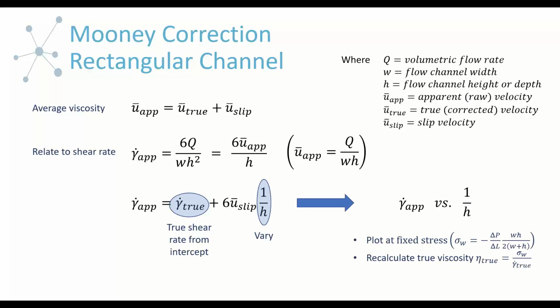And this is pretty straightforward, I think. So if we look at the average viscosity that we have in our flow channel, we have some apparent value that we're getting, and we know that this is related to the true value plus some sort of slip that's occurring near the wall. But average velocity is an inconvenient property to try to deal with. It'd be better if we have something else.